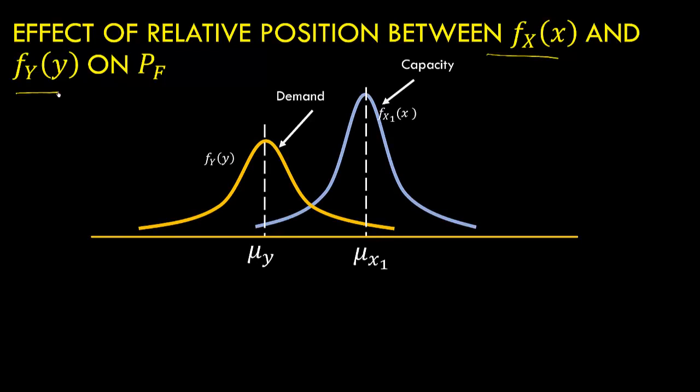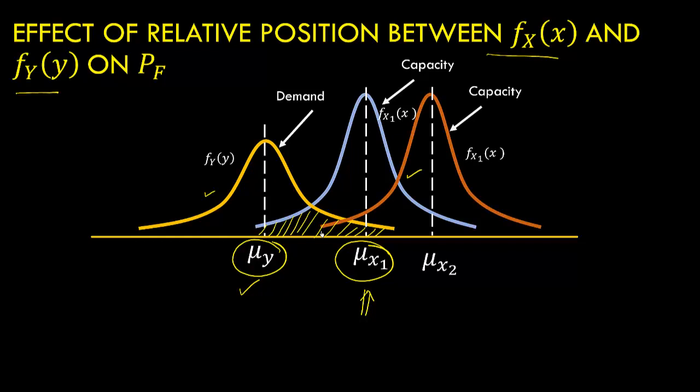So let us say in this case I have this curve, and this is a qualitative measure of probability of failure, and this is the corresponding position for the mean. So this is the mean for y and this is the mean for x. So let us consider the first position for the mean for random variable x. In that case I have this area.